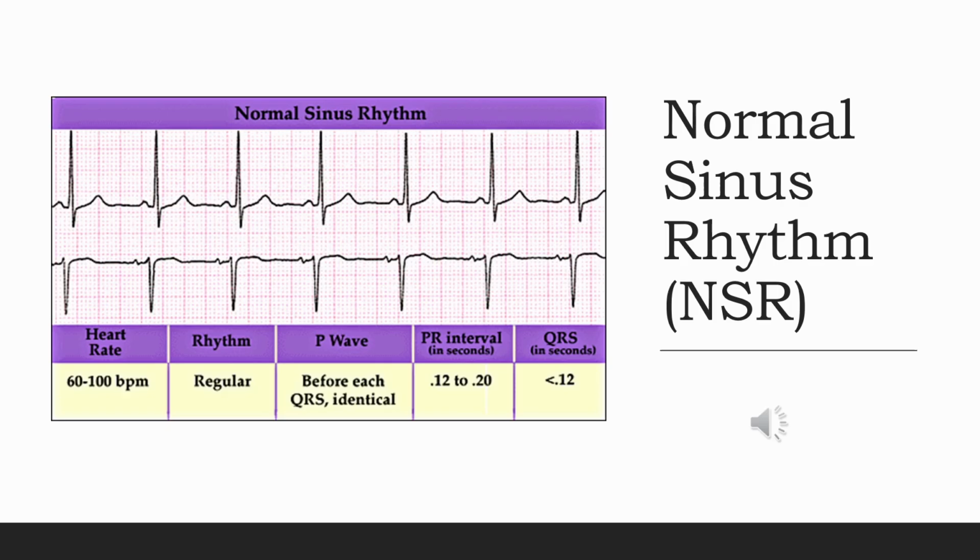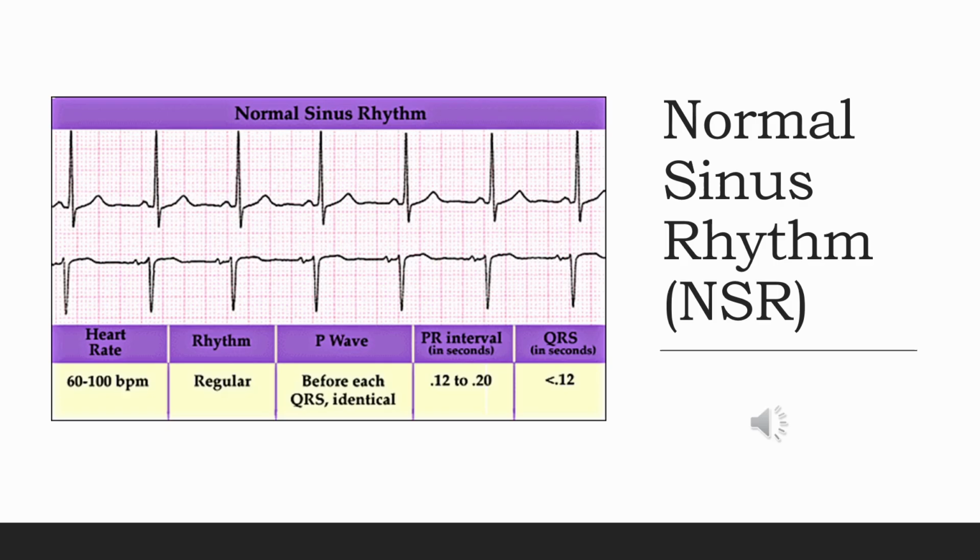Third, we're looking at that P wave. So the presence of a normal P wave before each QRS is what confirms that the rhythm originates in that SA node. So these P waves should be consistent in their shape and they should be evenly spaced. Then we look at the PR interval. So this, again, measures the time that it takes for the impulse to travel from the SA node through the AV node and into the ventricles. So a normal PR interval is 0.12 to 0.20 seconds. And again, it should remain constant across the ECG strip.